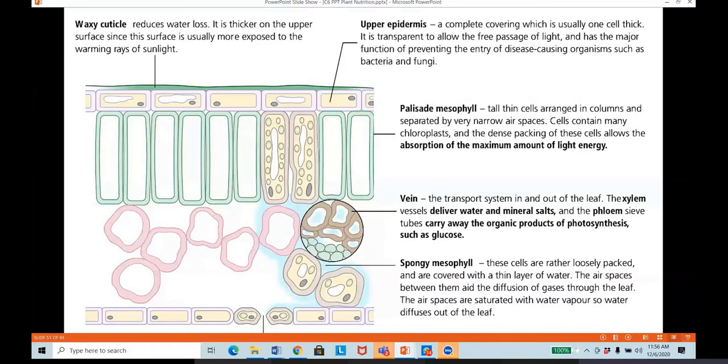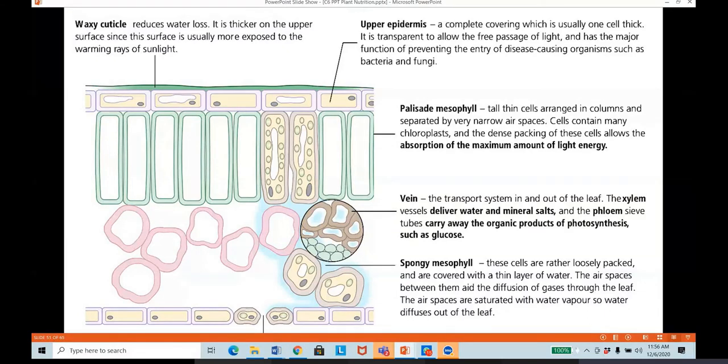Palisade mesophyll: tall, thin cells arranged in columns and separated by very narrow air spaces. Cells contain many chloroplasts, and the dense packing of these cells allows the absorption of the maximum amount of light energy.